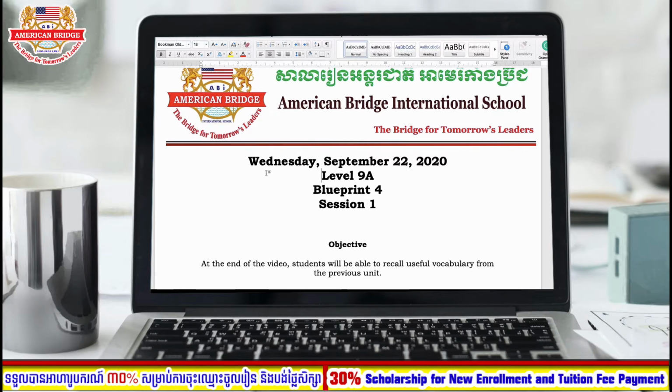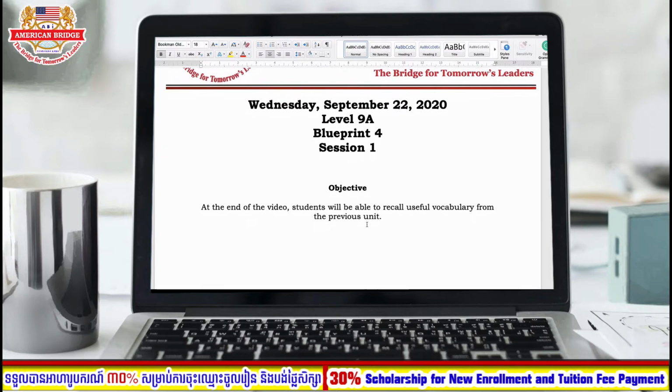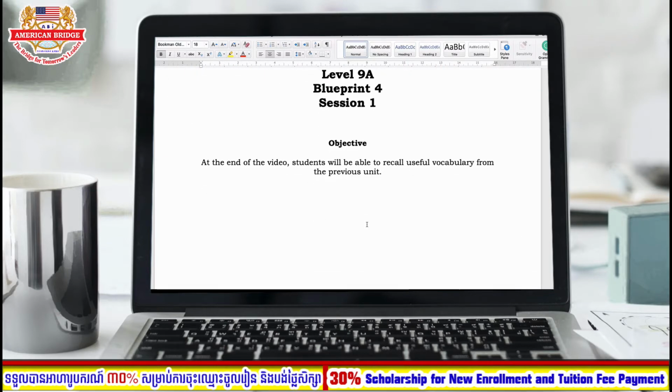So as you can see right here, this lesson is the review lesson that we are going to study for our first session. And for the course book that I cover here is the Blueprint 4. So the main objective of this video is to help you to review or recall the useful vocabulary from the previous unit, right? We have gone so far from module 1. Now we are on module 4 already.